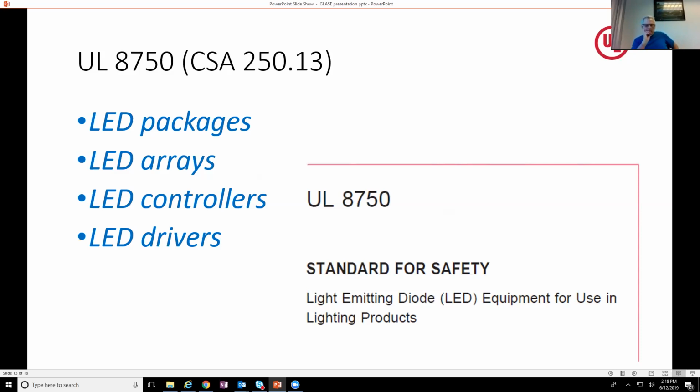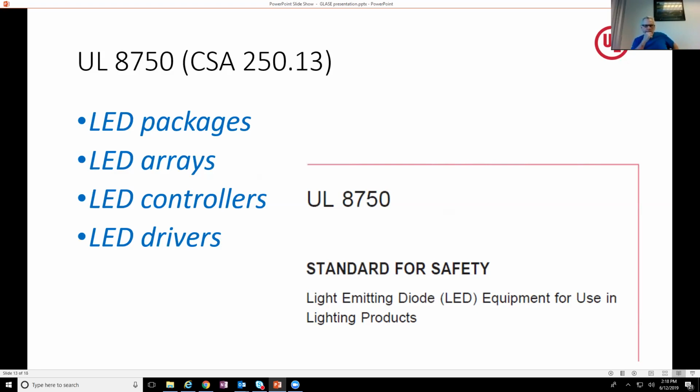Now, one thing that I want to say about 8750, this standard is not design specific because, as I explained, we have isolated and non-isolated. We have constant current and constant voltage. We have so many different possibilities. There isn't a mandatory design criteria. What we do have is, based on what claims you make and how you have designed it, we have some minimum requirements for safety.